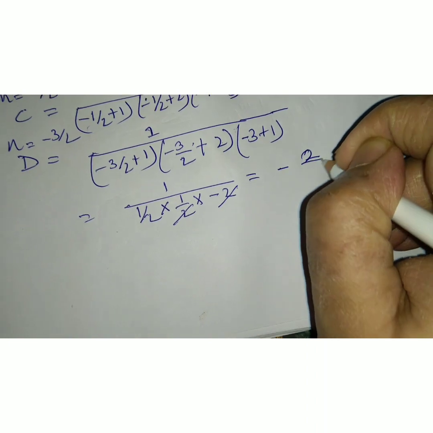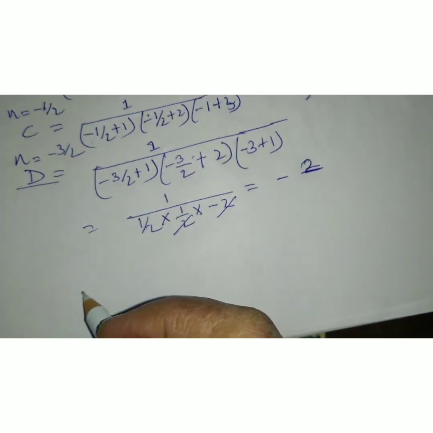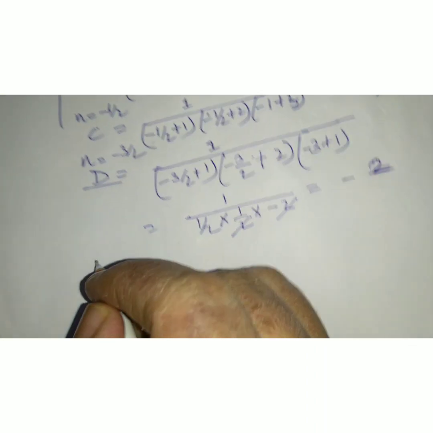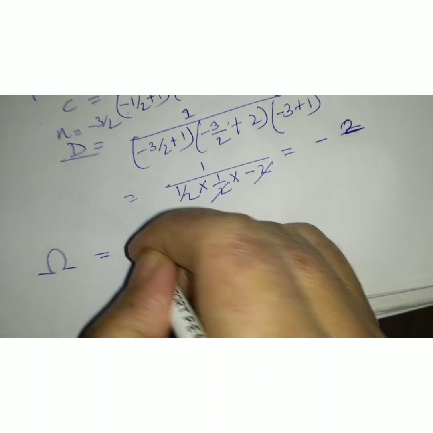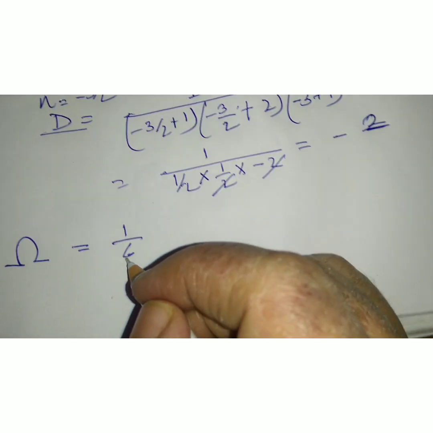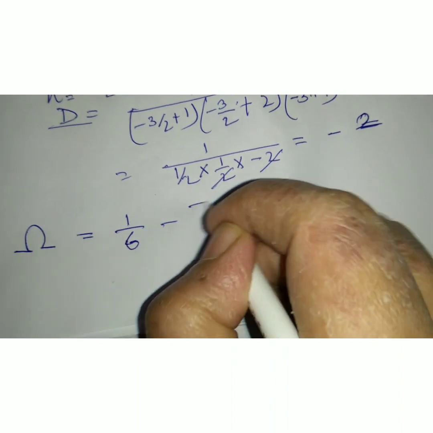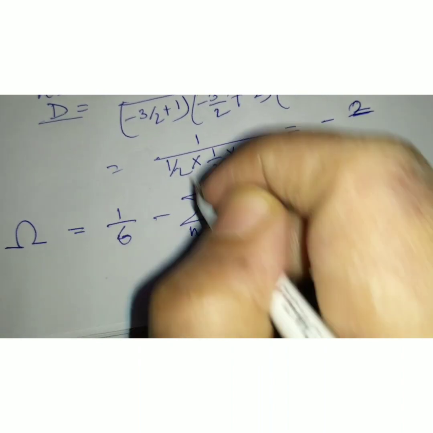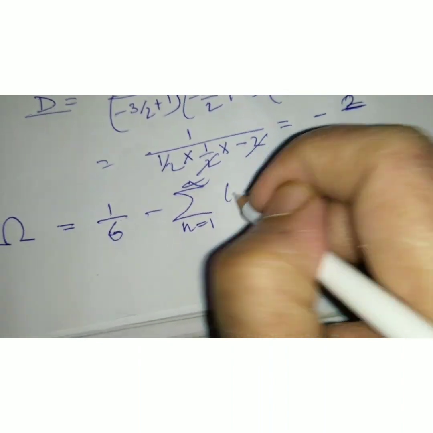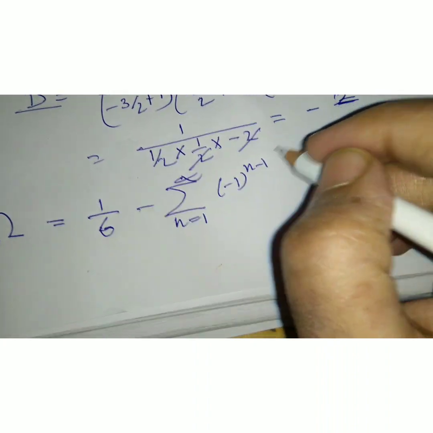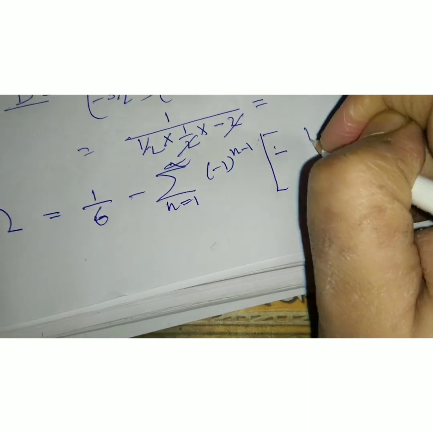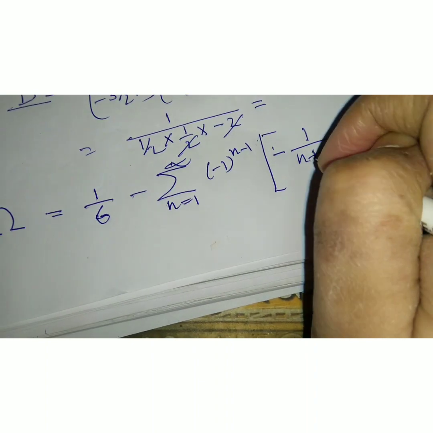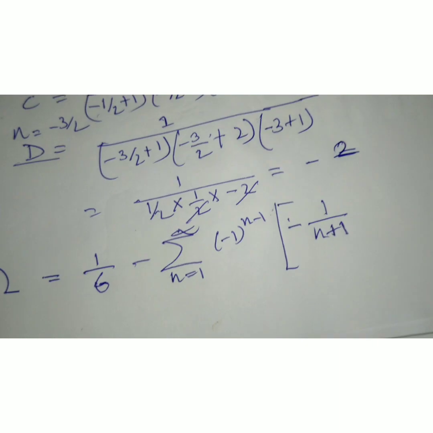I get minus 2. So D equals minus 2. Simple, very simple. Now I write omega is equal to 1 by 6 minus summation n equals 1 to infinity, minus 1 to the power n minus 1, and the value I put for A means minus 1 by n plus 1.